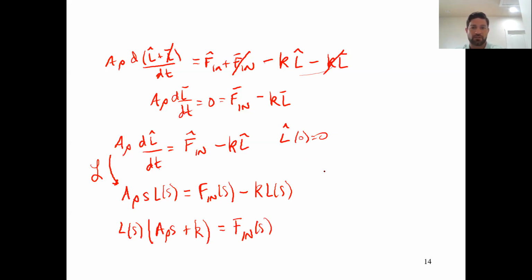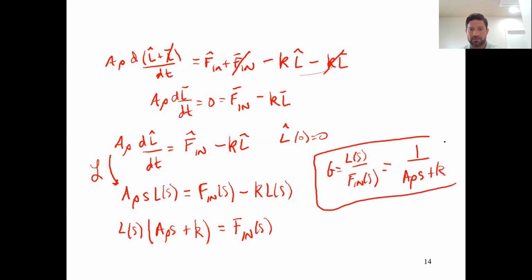So now again, I want to solve for my overall transfer function, which is output, L, over input, Fn. L over Fn is going to be 1 over A rho S plus K. So this right here is my transfer function, and I suppose I could write this as G of S for the level and its effect of Fn on the process. Okay, I'm going to stop there for today.